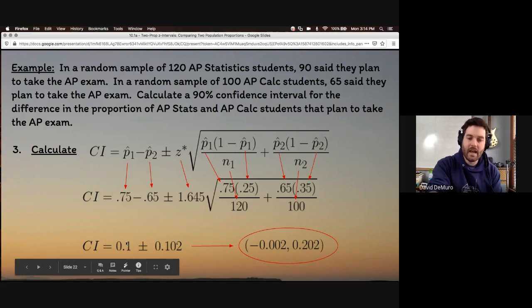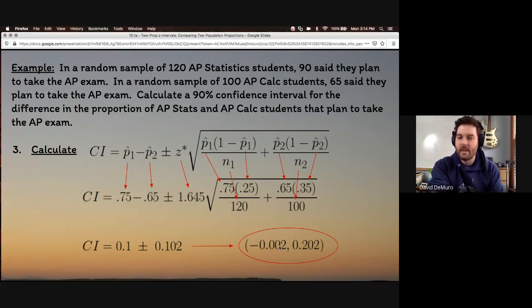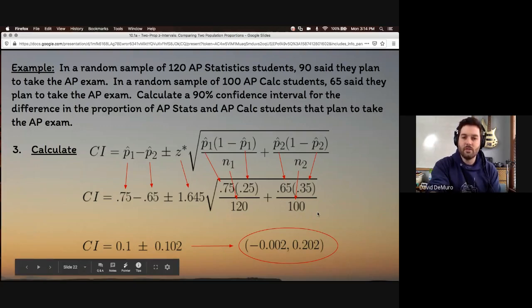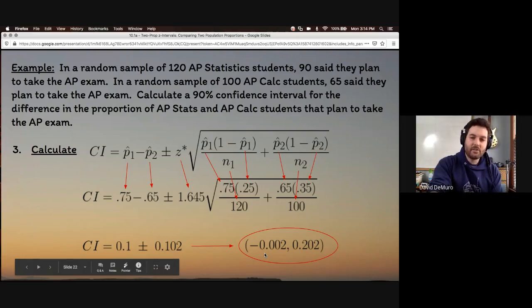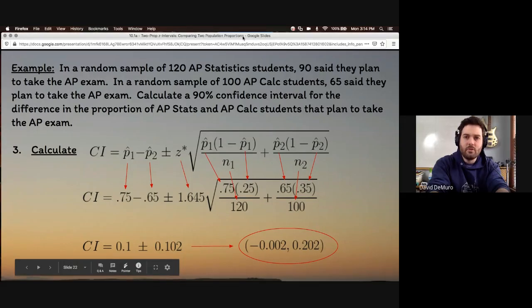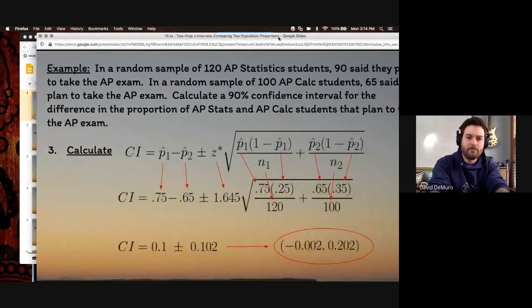If you then add or subtract the differences, you'll get your confidence interval from negative 0.002 to positive 0.202 for the difference in proportions. What that would mean is that about 0.2% fewer stat students to upwards of 20.2% more stat students would plan to take their AP exam. Now let me show you how to find that on the Inspire.